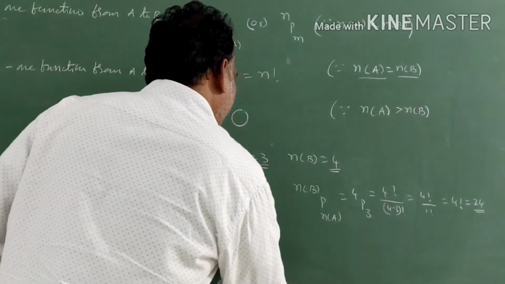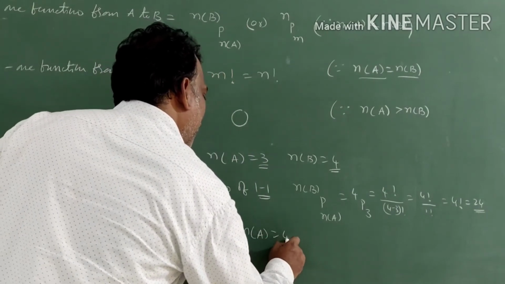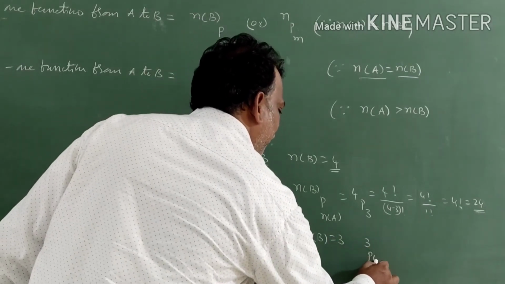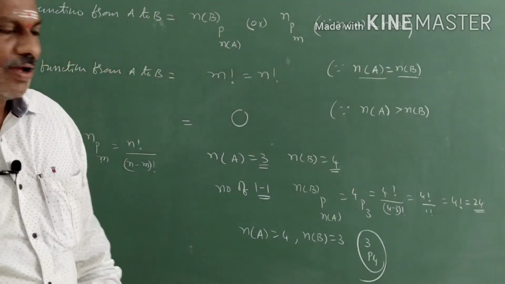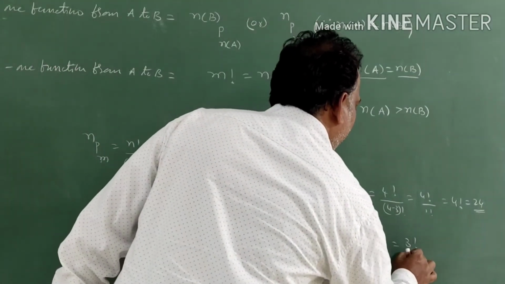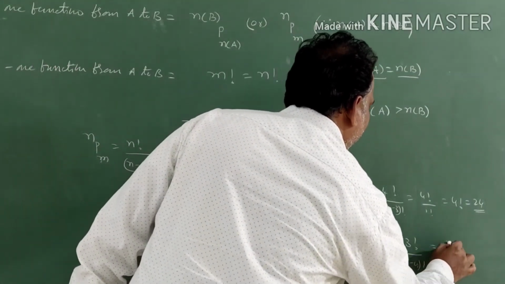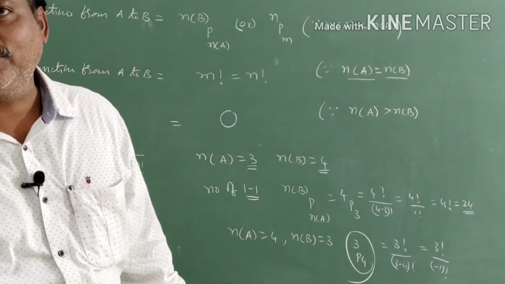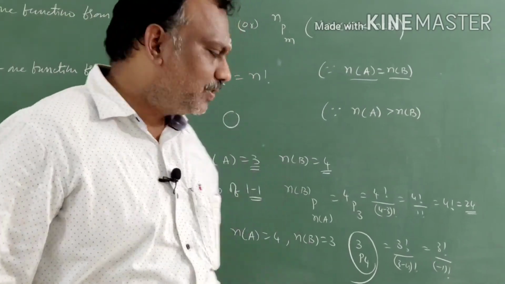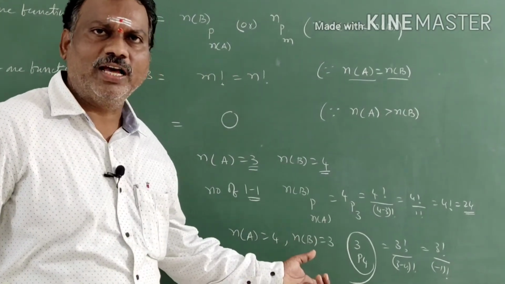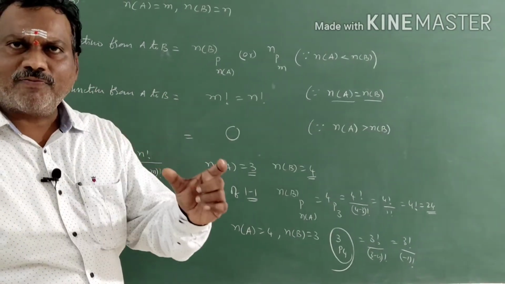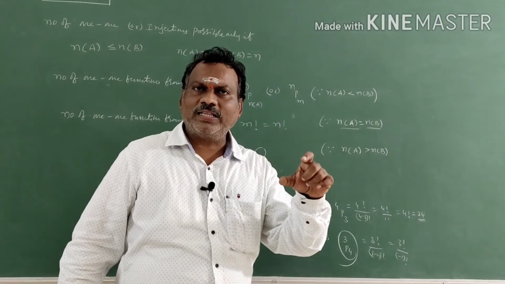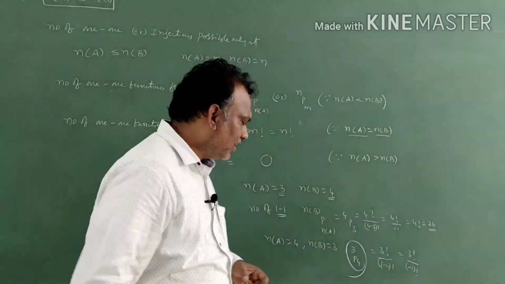Suppose we take n(A) as 4 and n(B) equal to 3. Now you check it. 3P4 is not possible. Why? 3 factorial by (3 minus 4) factorial, which is 3 factorial by minus 1 factorial. Factorial is only for natural numbers. We don't have negative numbers for factorial. That's why this case is not possible. That's why I told you, whenever you need one-one functions, definitely n(A) should be smaller than or equal to n(B).